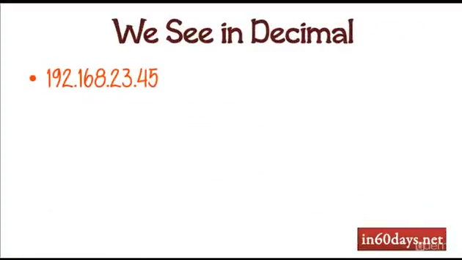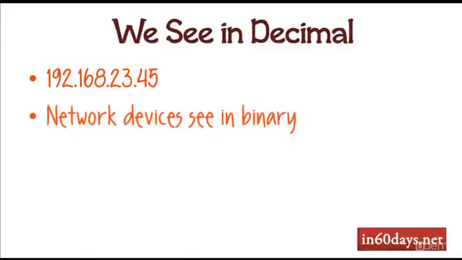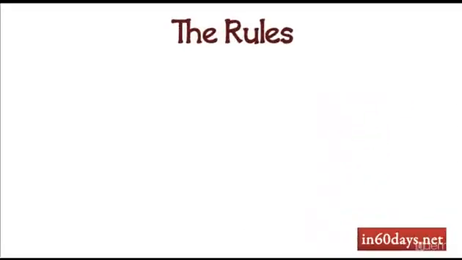Speaking of making it easier to see, we see numbers in decimals, but it's important to remember that network devices can't understand the decimal numbering system. They only really work in binary. Now we can configure our devices so it actually displays numbers in binary, but why anyone would want to do that, I really don't know.